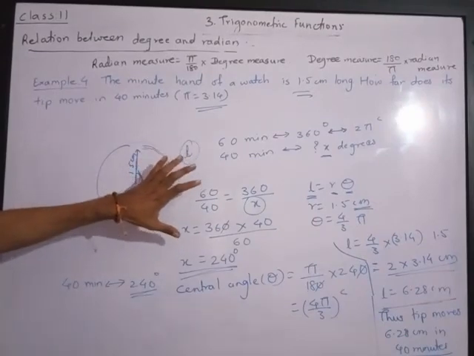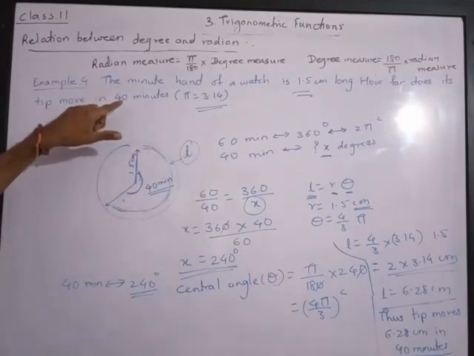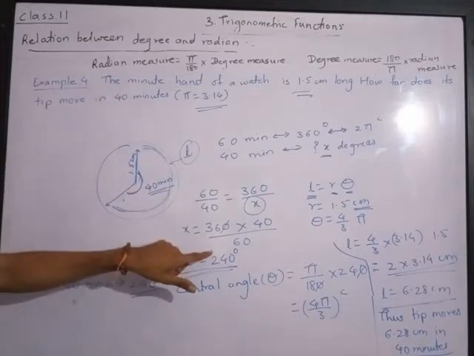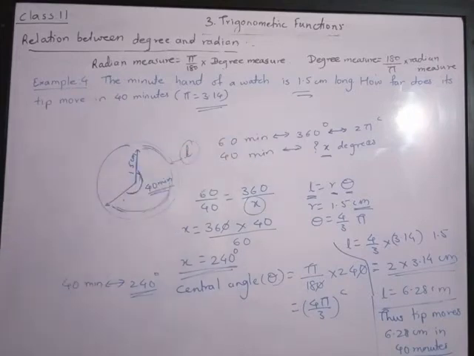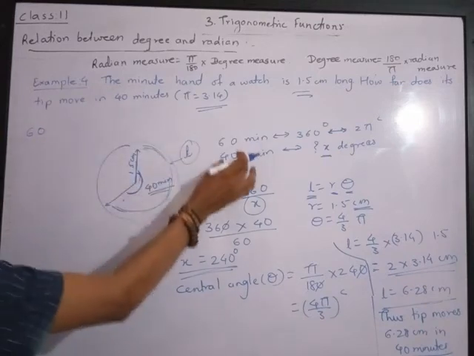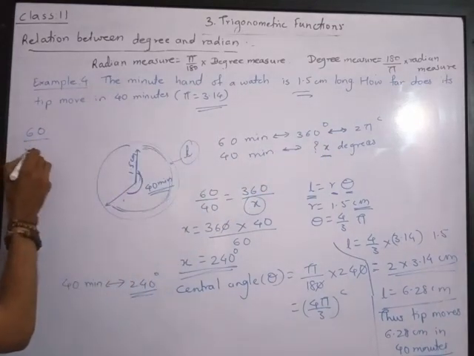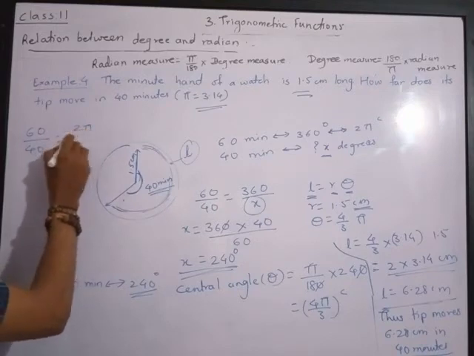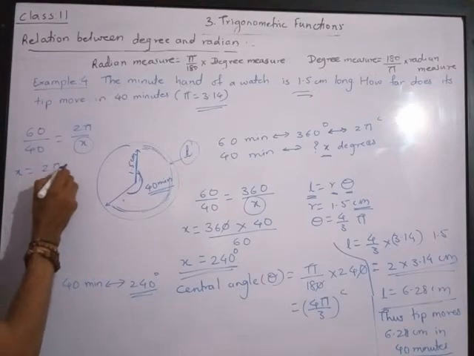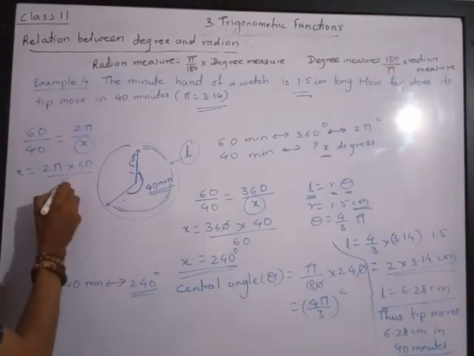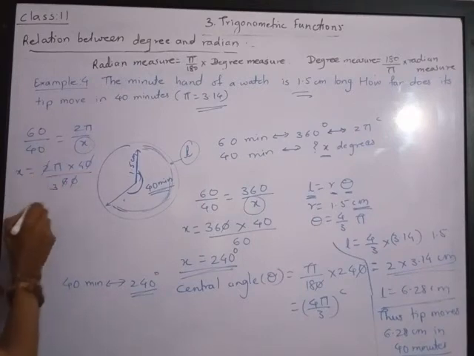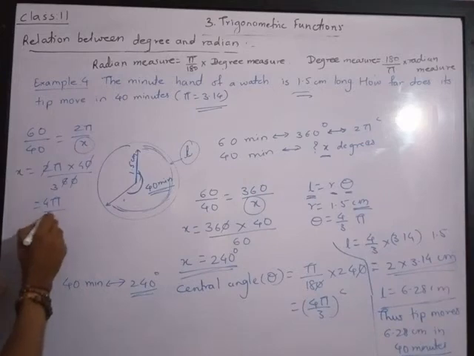So to solve such problems, understand, minutes was given, and we have converted these minutes into degrees first, or you can directly convert into radians as well. How can it be seen? 60 minutes corresponds to 2 pi. So this will be 60 upon 40 is equal to 2 pi upon x in radians. If you cross multiply, you will get x is equal to 2 pi into 40 upon 60. So 0 0 cut, you will get 2 1s are 2, 3s are 6. You will notice that you get 4 pi upon 3 radians.